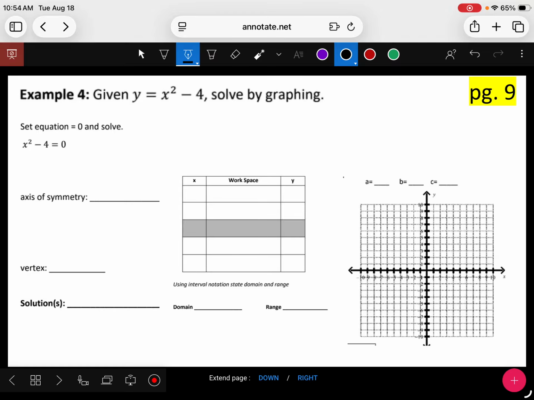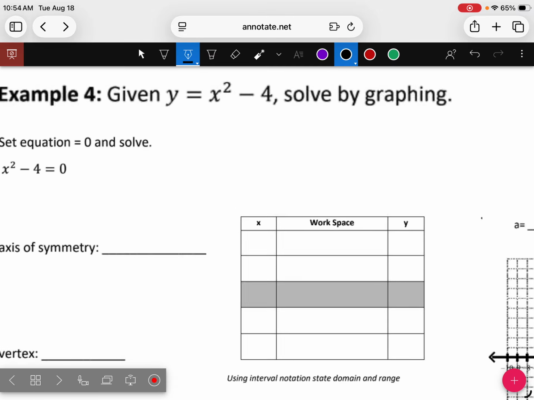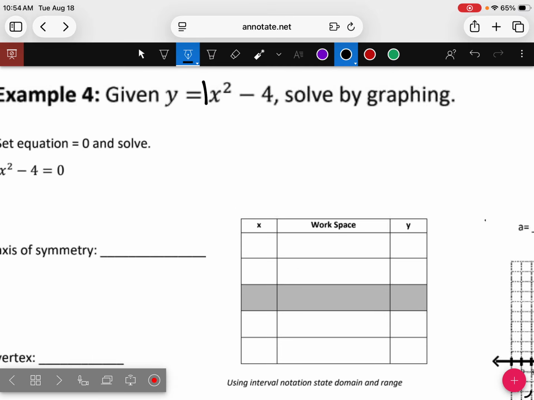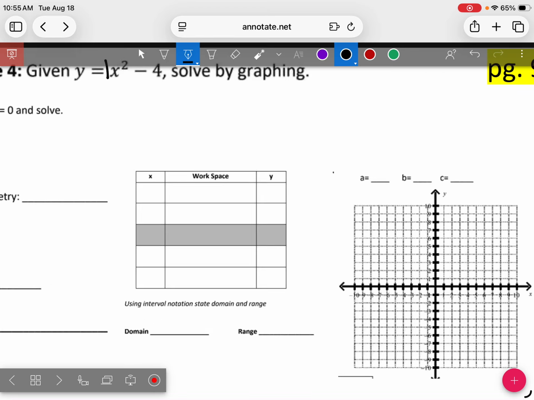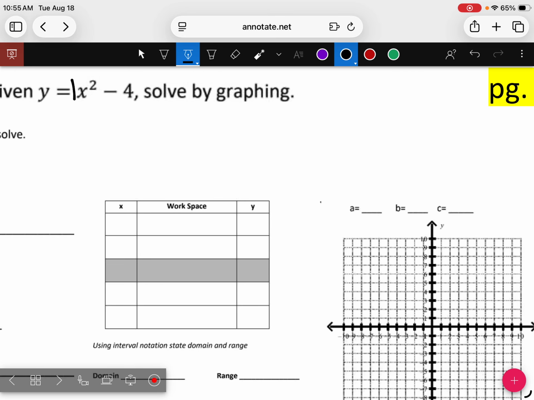Okay, so let's look at this one. Let's get back to the lesson. So we got example 4. This says 1x squared minus 4. Does everybody see that? This is the first time where there's just 2 numbers. So that means that one of our values is 0. So I'm just going to ask real quickly. Which one of these do you think will be 0?